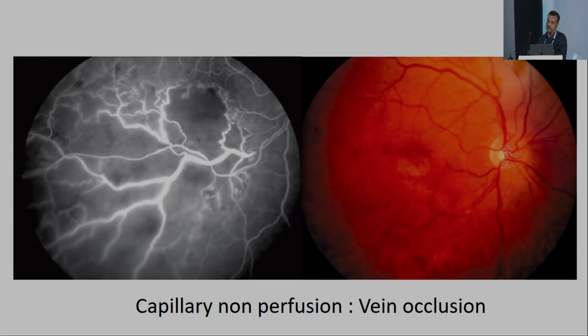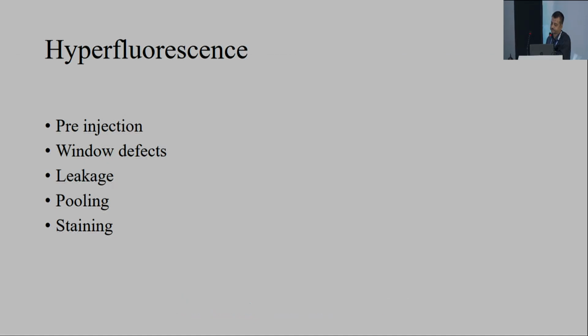So basically a blocked fluorescence or a hypofluorescence can be of two types. One could be a filling defect where basically the dye is not reaching, or it can be a blocked fluorescence. The block is because something is obstructing it. That you can only see by observing the fundus image.